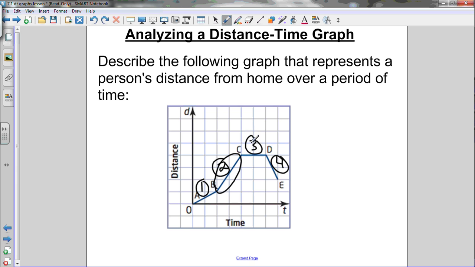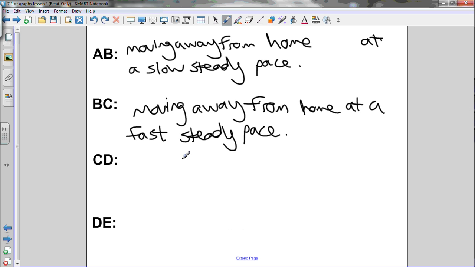Let's look at part CD. In part CD, it's a completely horizontal line. Hopefully I remember from before, a horizontal line shows no movement. The distance from home for this person is not increasing or decreasing during this section right here, from C to D. Distance is not changing, so the person is not moving. So I would say part CD, no movement. Maybe the person is just sitting down, taking a break, whatever.